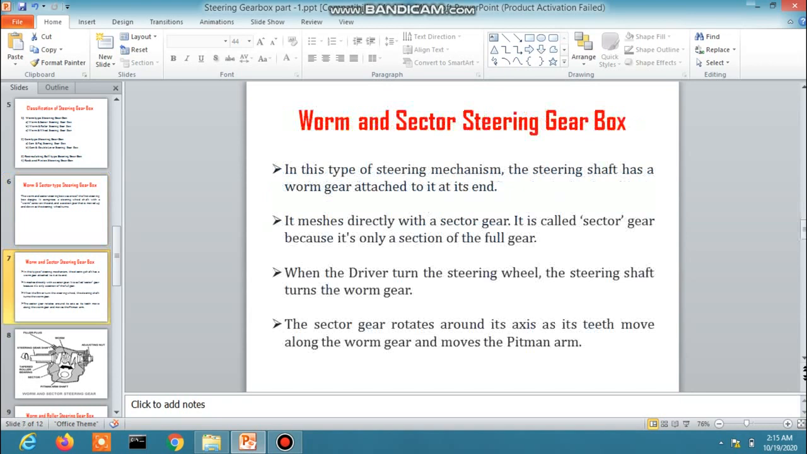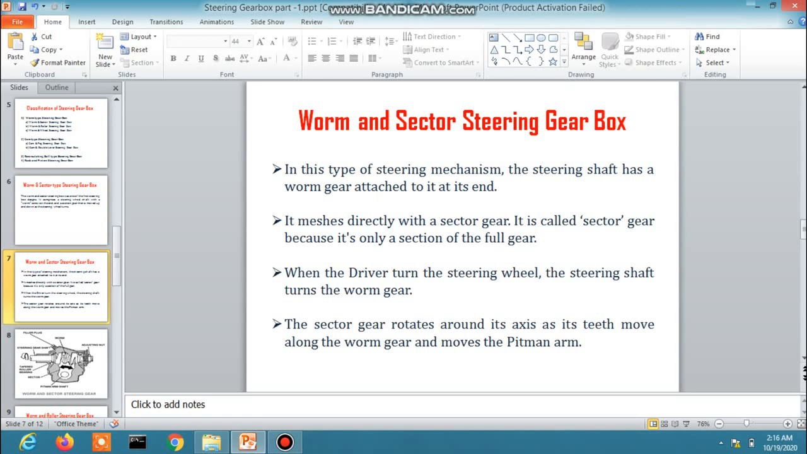In this type of steering mechanism, the steering shaft has a worm attached to its end. It meshes directly with the sector gear, and it is called a sector gear because it is only a sector of the full gear. When a driver turns the steering wheel, the steering shaft turns the worm gear. The sector gear rotates around its axis as its teeth move along the worm gear and move the pitman arm.